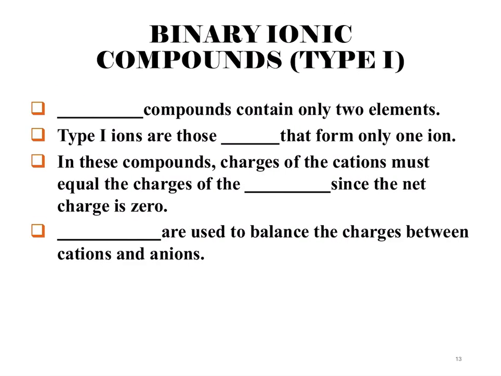And so these type 1 can usually fall into a category of binary ionic compounds. They usually only contain 2 elements, and they can be a different number of those elements. And so type 1 ions are just going to be any type of ion that forms only one ion, right? So sodium is a type 1 ion, it only forms a +1 ion.